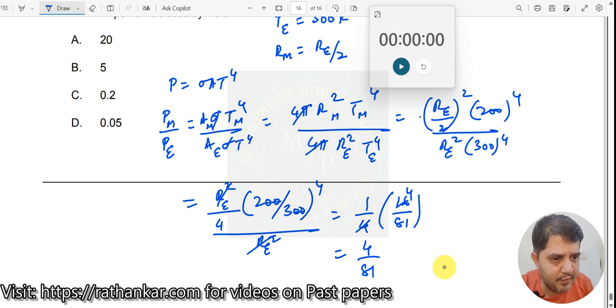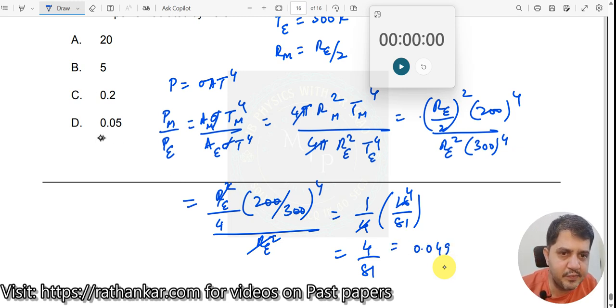0.049, let me write it down here. So this value is equal to 0.049, whose value is closer to 0.05. So answer D is the right answer.